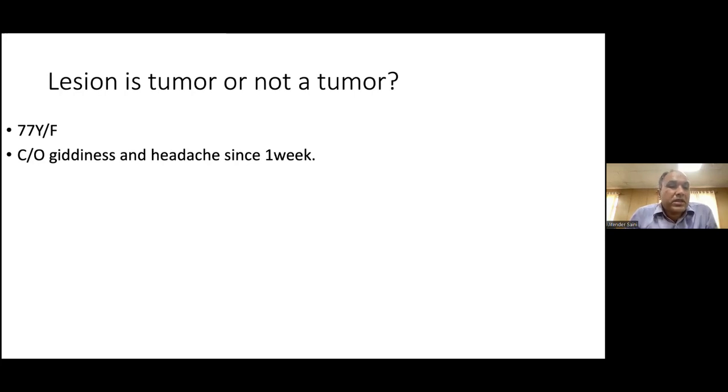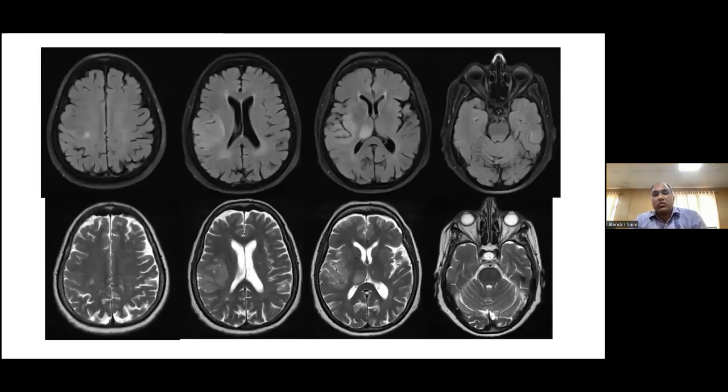So for example, this is a 77-year-old female who presented with giddiness and headache of 1 week duration, and you can see the MRI. The top are the FLAIR images and below are the T2 weighted images. FLAIR images are basically T2 weighted images with water suppression.